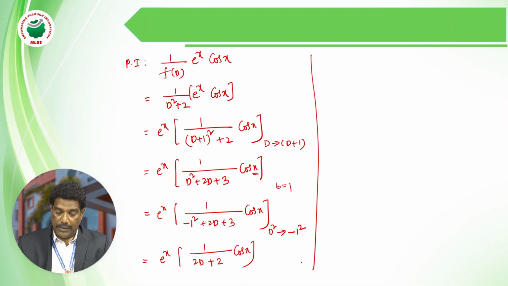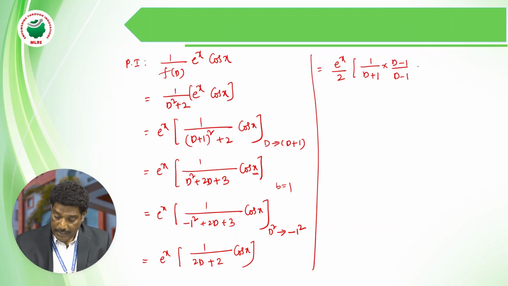Now again, the denominator contains only D, so we need to rewrite it in terms of D square. For that we need to multiply and divide by its conjugate. First of all, I am taking 2 common. Then the remaining is 1 by D plus 1. Now I am multiplying and dividing by its conjugate D minus 1 into cos x. Next, this equals e power of x by 2, the numerator becomes D minus 1 and the denominator becomes D square minus 1, into cos x.